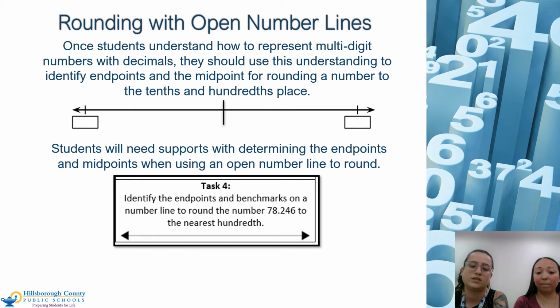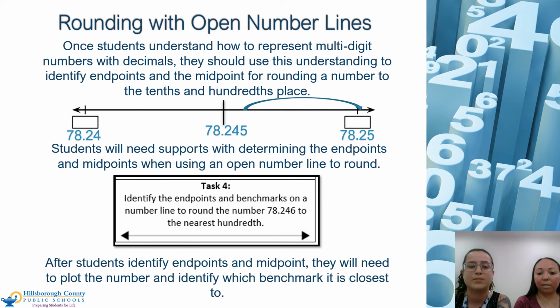Absolutely. Using this open number line, students have to determine the endpoints and the midpoint, and they're going to need supports with this. If we look at this task and we consider the number 78 and 246 thousandths to the nearest hundredth, the two endpoints are going to be 78 and 24 hundredths and 78 and 25 hundredths because we're rounding to the hundredths place. Then I consider what my midpoint is going to be, 78 and 246 thousandths. After I have my endpoints and my midpoint figured out, I can then plot my number and determine which it comes closest to. That is why it's so critical that students understand how to represent multi-digit numbers using place value strategies.